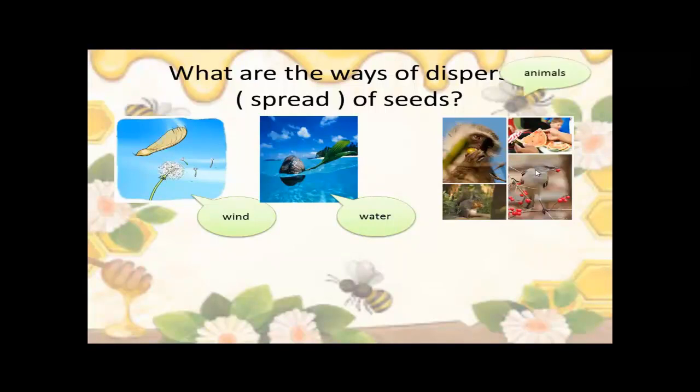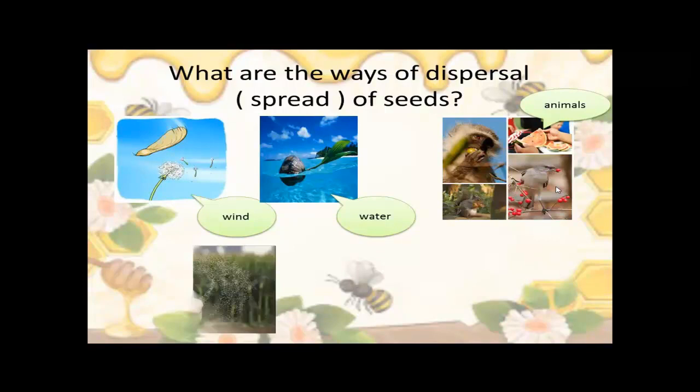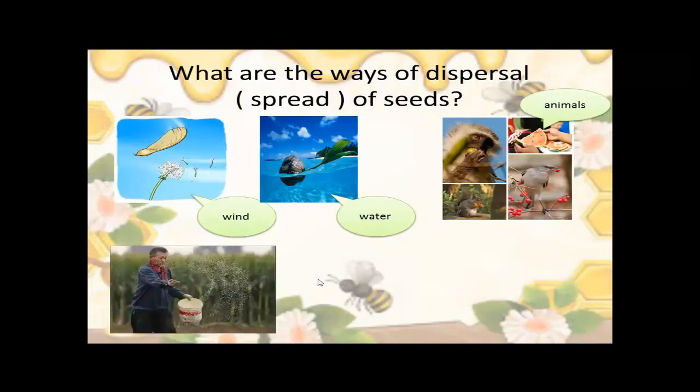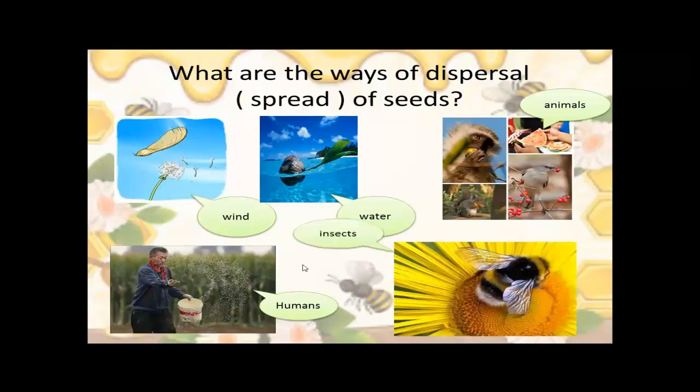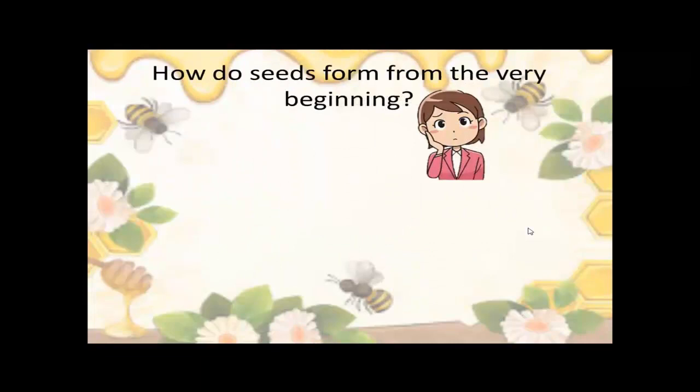Also through animals. Animals eat fruits, and when they eat fruits, maybe they drop the seeds all over the place or spread them. Humans, us, we may spread seeds by our hands to make more plants. And insects, like the bee and the butterfly, when they are taking nectar from the flower, some of the seeds stick to its body and they spread it all over the field. So those are the ways through which seeds spread all over the field.